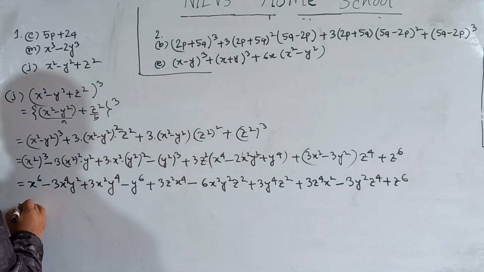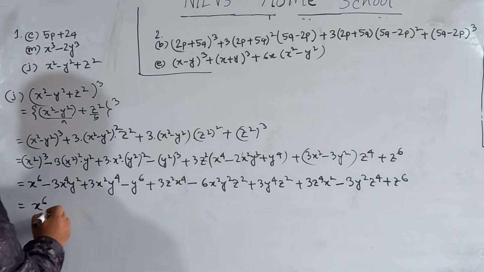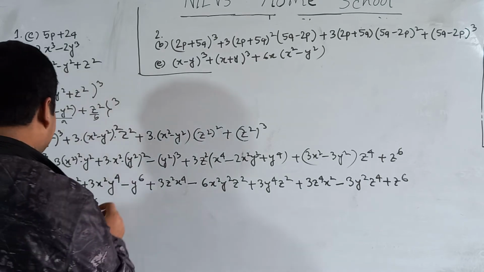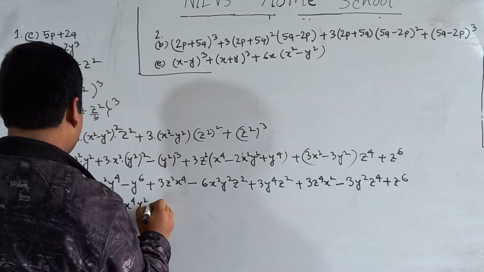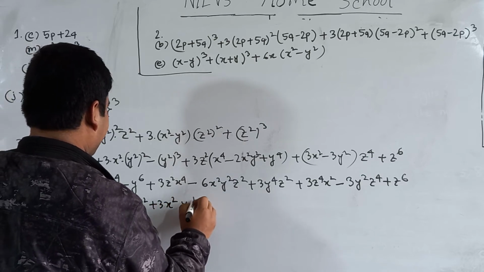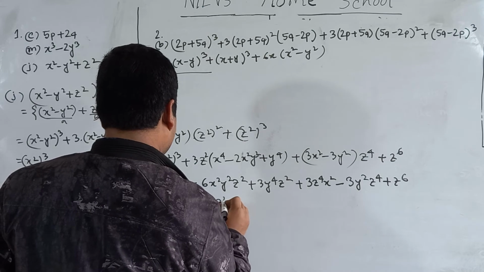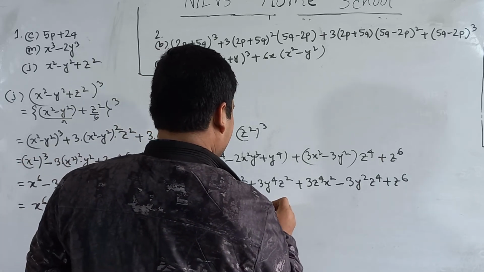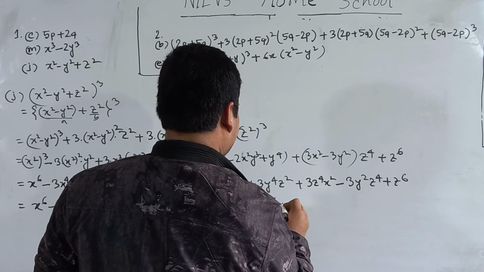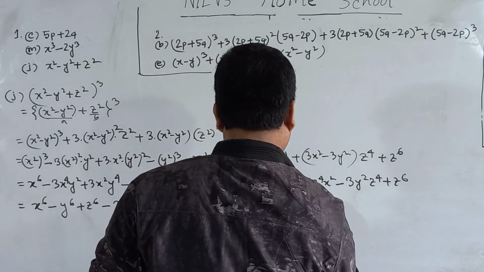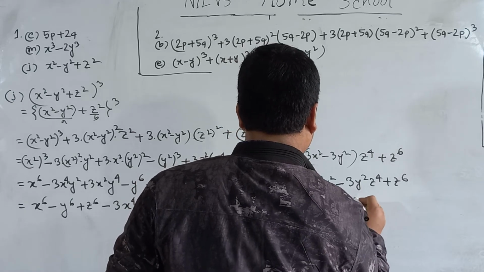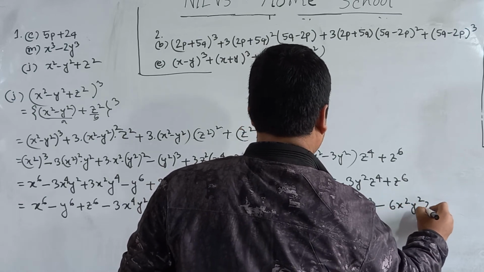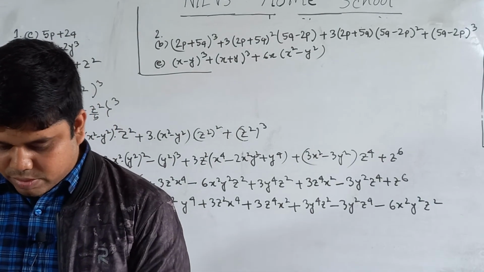Now my dear student, we arrange these terms according to their order. x⁶ − y⁶ + z⁶, okay, then −3x⁴y² + 3x²y⁴, then +3z²x⁴, then +3z⁴x², then +3y⁴z² − 3y²z⁴, then −6x²y²z². I hope you have understood, my dear student.